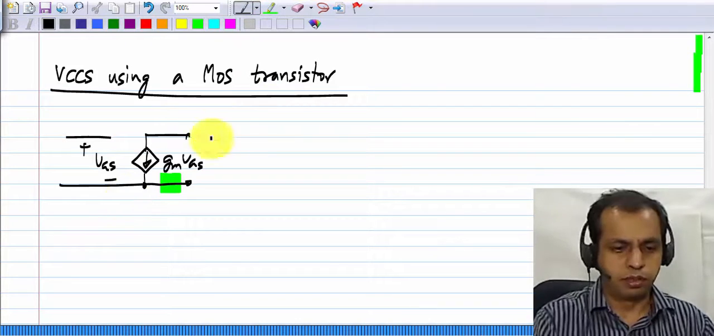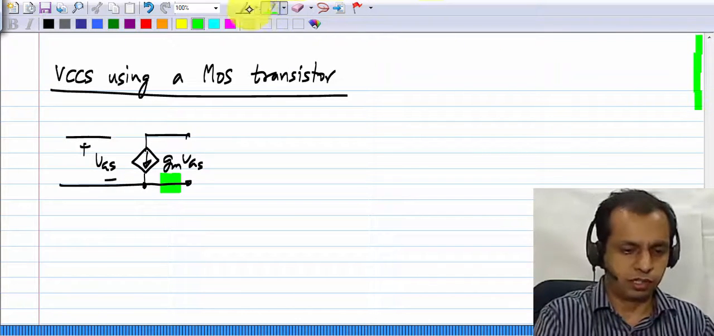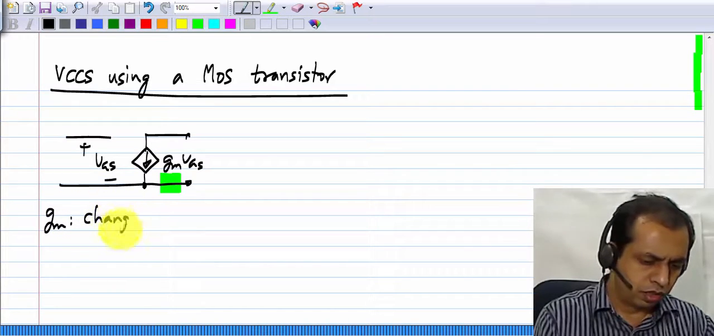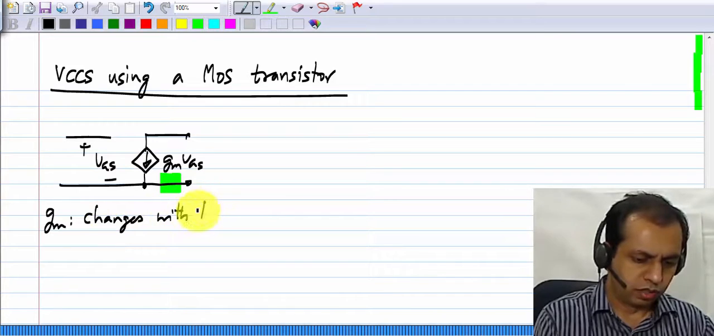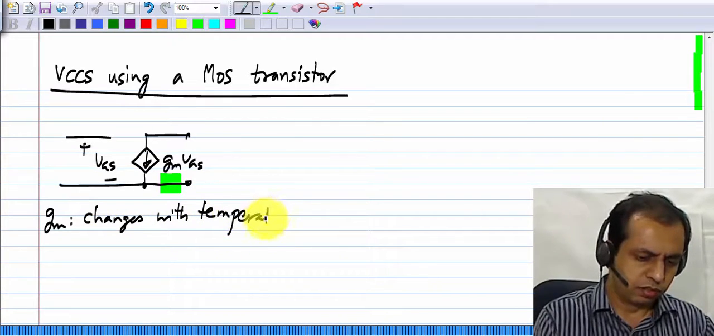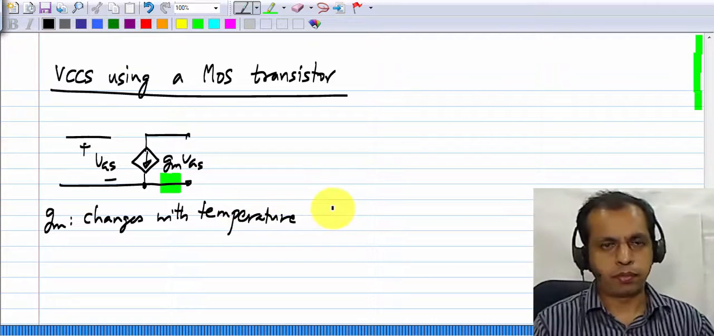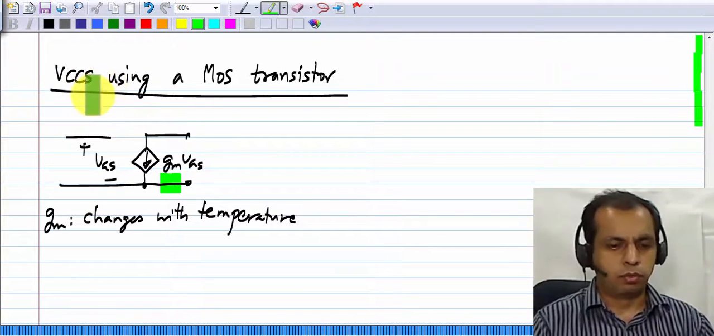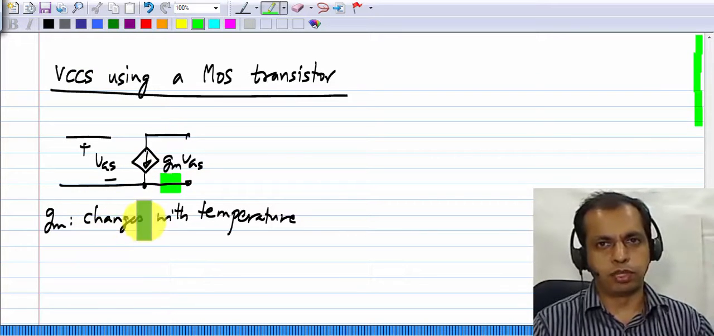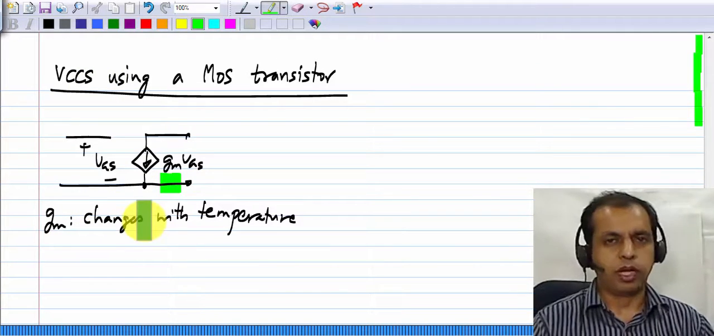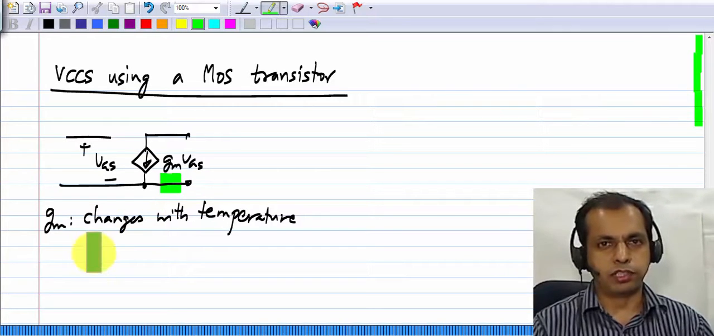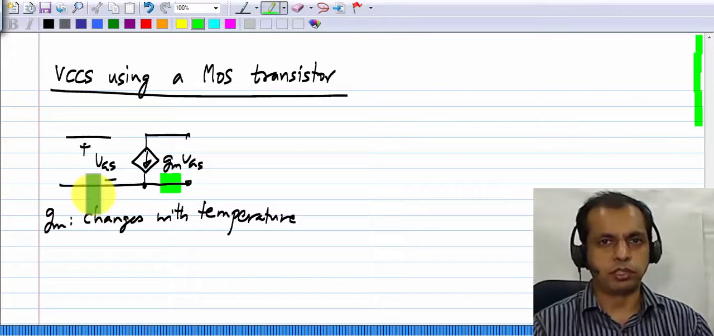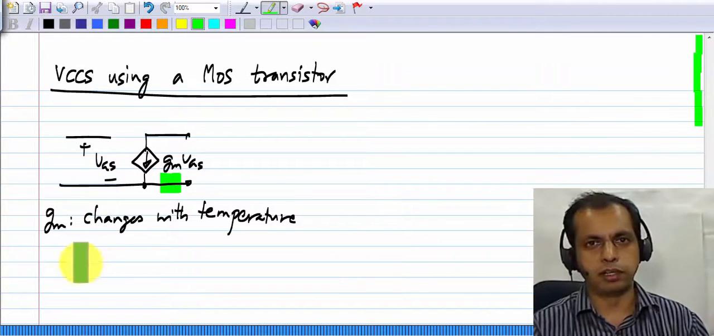As you know, many parameters of a semiconductor device are strongly dependent on temperature, and this GM also changes with temperature. Now what we would like is to have a voltage controlled current source which doesn't have such a strong dependence on temperature and so on. So like the voltage controlled voltage source, we would like to realize that using negative feedback so that it doesn't depend so much on the MOS transistor parameters. It depends on some other components which can be more stably realized.